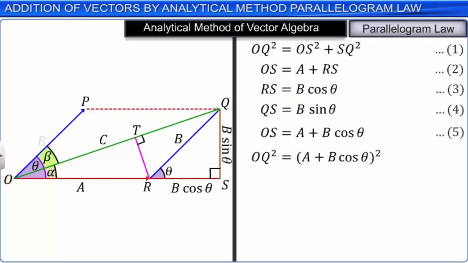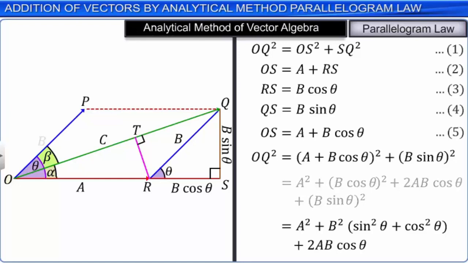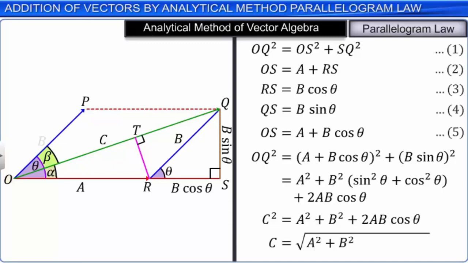is equal to A square plus B square sin square theta plus cos square theta plus 2AB cos theta. C square is equal to A square plus B square plus 2AB cos theta. C is equal to square root of A square plus B square plus 2AB cos theta. Let this be equation 6. This equation is known as the law of cosines. Using this, we can find the magnitude of the resultant vector.